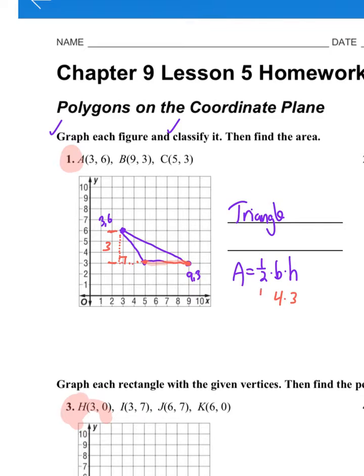So we have half times 4 times 3. So the area is, you could use a calculator, but if you know half of 4 is 2, and 2 times 3 is 6, then you'll get our area is 6 square units. All right, so that's it for number 1. Let's go down to 3.